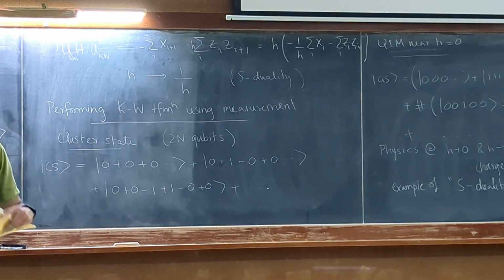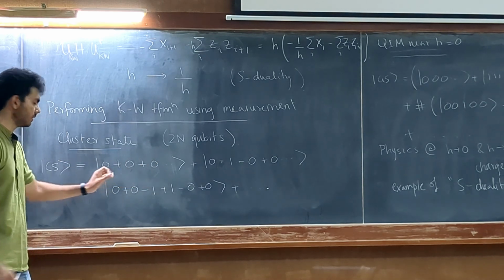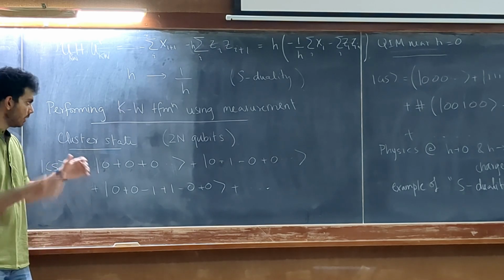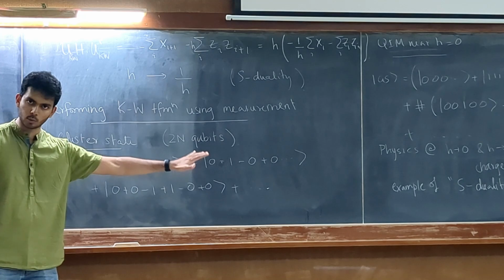It might not be immediately clear what the prescription is. The idea is the following. You keep the odd sides in the 0, 1 basis, and you keep the even sides in the plus minus basis. You form an equal weight superposition of all possible states in the 0, 1 basis.